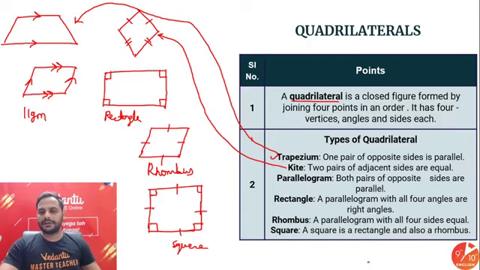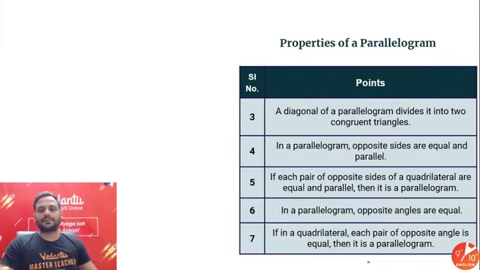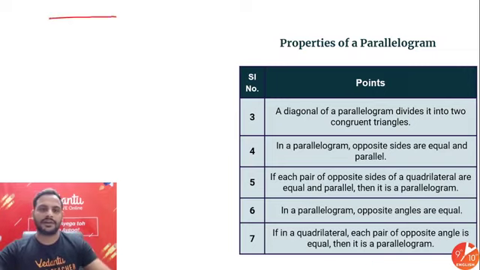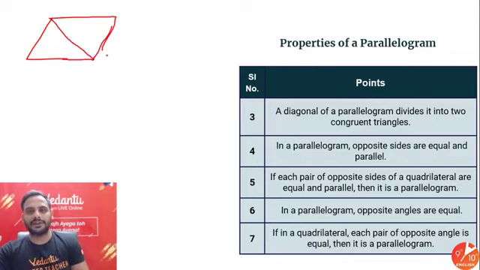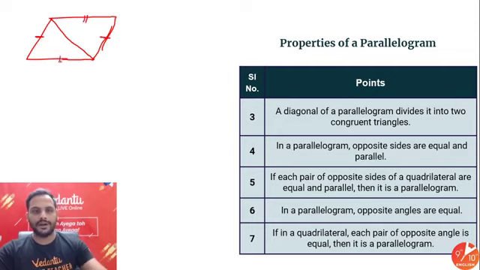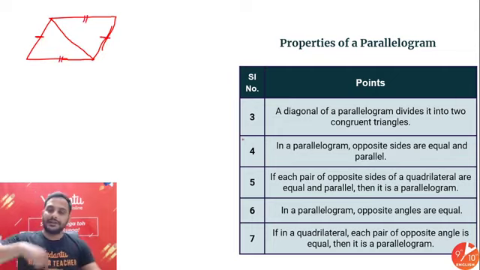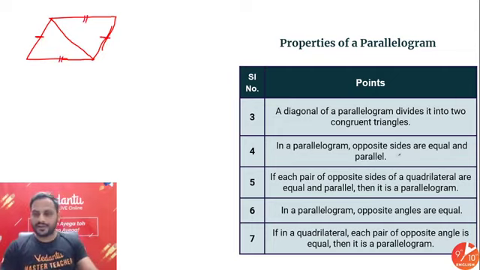Alright beta, okay. Next part is the properties of parallelogram. So properties of parallelogram, first property is very important. A diagonal of a parallelogram divides a parallelogram into congruent triangles. Two congruent triangles it is going to divide it into. And because of this congruency, later you will find out that opposite sides are equal as well as parallel. Each pair of opposite sides of a quadrilateral equal and parallel, then it is a parallelogram. So it is the converse of it.